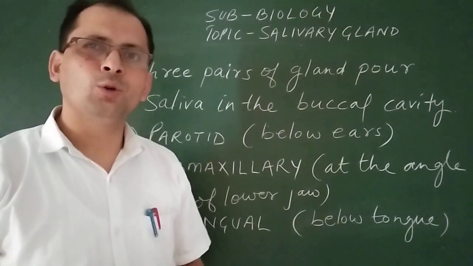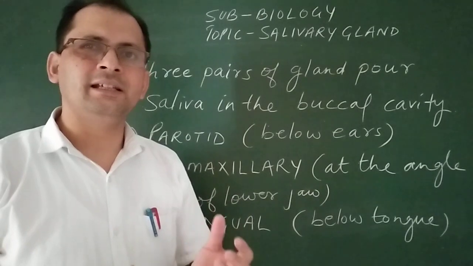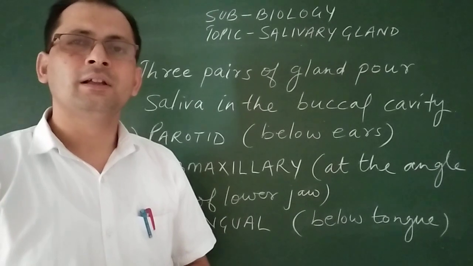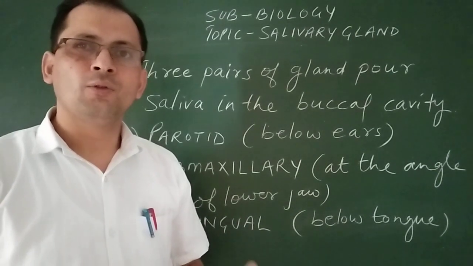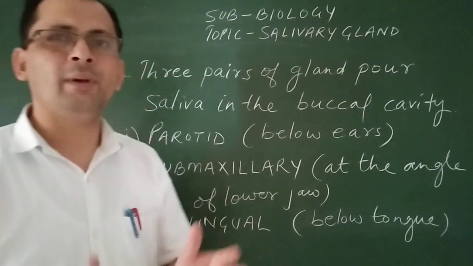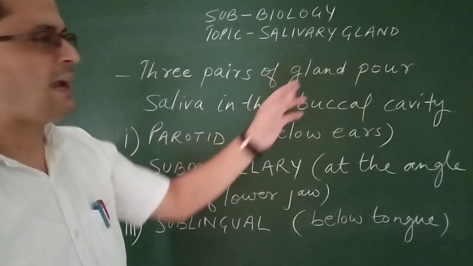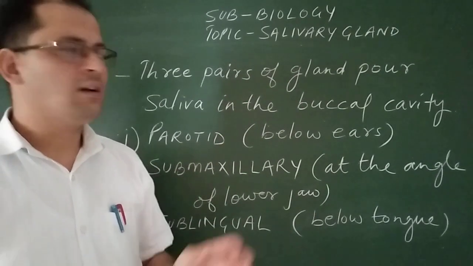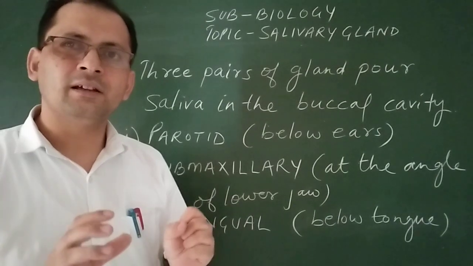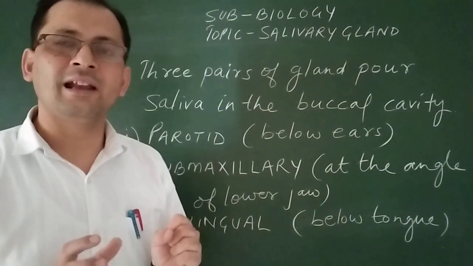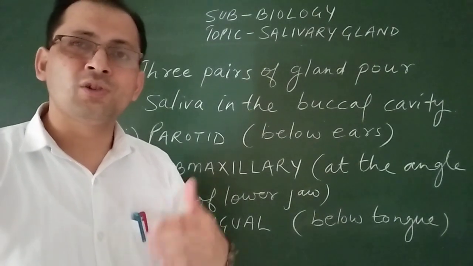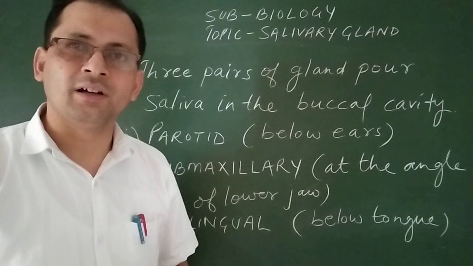See, in our mouth you can see that a liquid is present. Always a liquid is present in our mouth, that is saliva. Now from where is this saliva coming? For this, you can see three pairs of glands pour the saliva into the buccal cavity. There are three glands at specific positions, which are responsible for secreting the saliva.